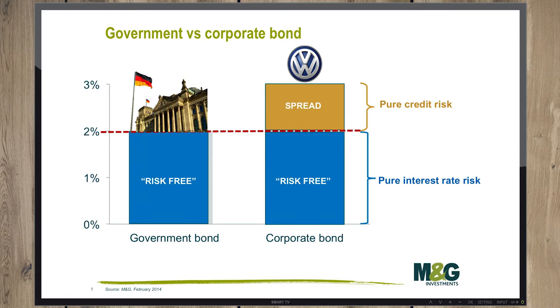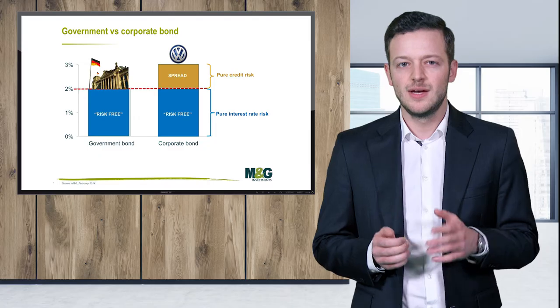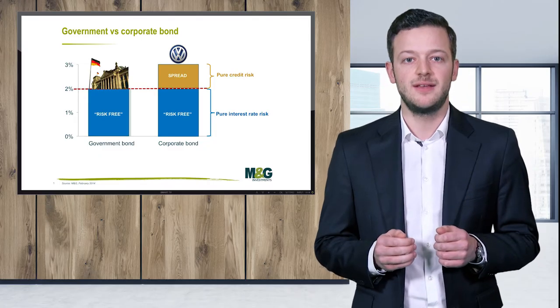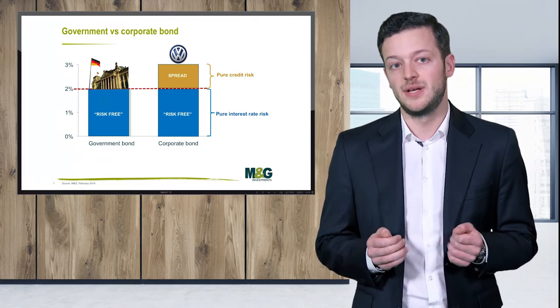When, as in this example, the German government needs to access the capital market for funding, the issued bonds are considered as risk-free investments. Risk-free because you as an investor can be sure you will get your principal back at maturity. This is, however, not necessarily the case if you lend money to a company.